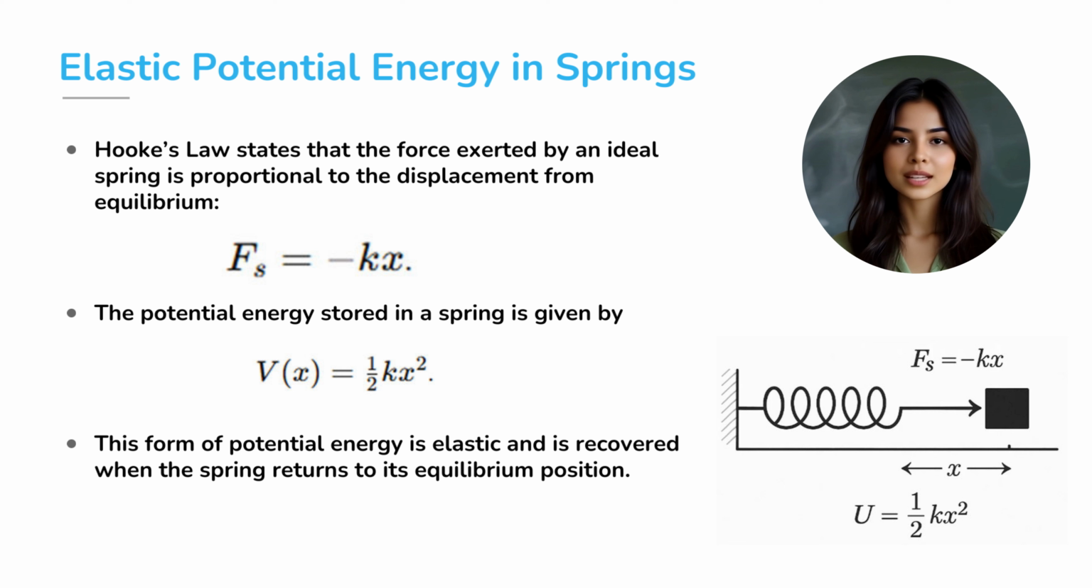Hooke's law tells us that the force exerted by an ideal spring is proportional to the displacement from equilibrium. Force equals negative spring constant times displacement, F equals negative k times x. Here, k is the spring constant and x is the displacement from equilibrium. And when you release the spring, that stored elastic potential energy is released as kinetic energy. It's like a coiled spring, just waiting to unleash all its energy and jump into action.